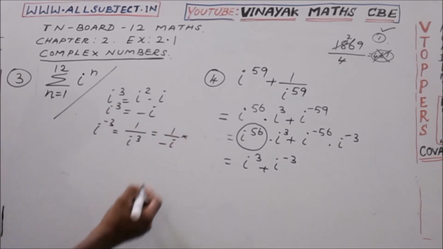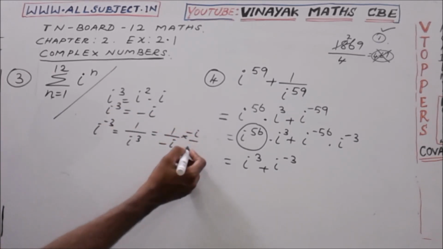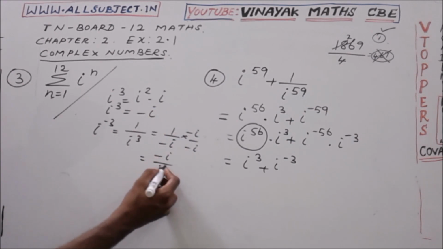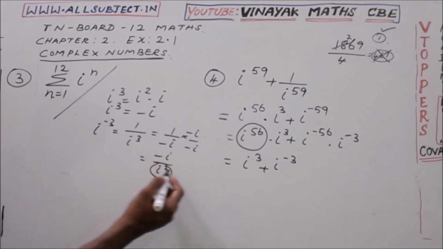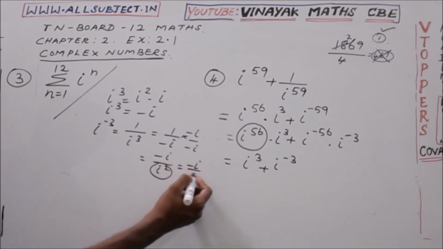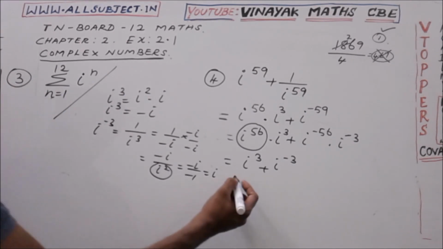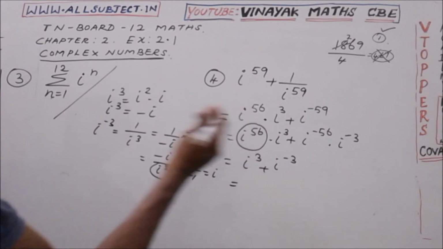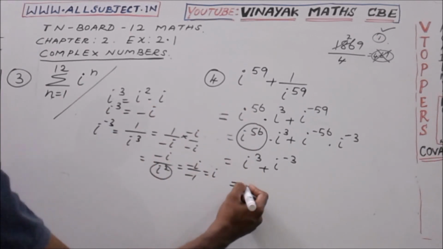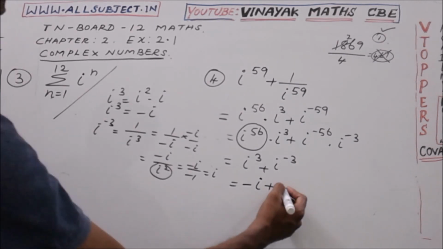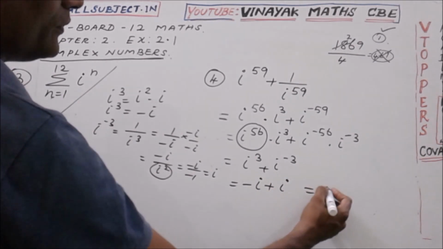Now multiplying by minus i, we will have minus i by plus i squared. Then i squared is minus 1. So minus i by minus 1 equals plus i. So simplify the result like this. Apply here: the first value is i cubed, as i squared into i, that is minus i, and i to the power minus 3 is plus i. So it totally becomes 0.